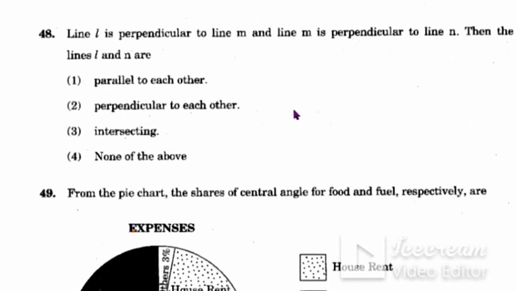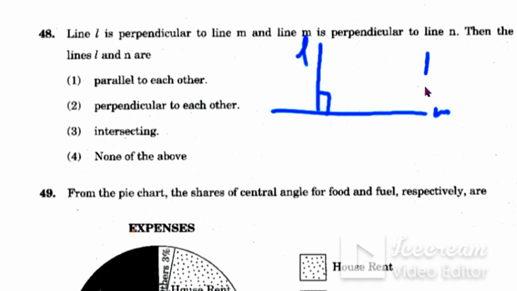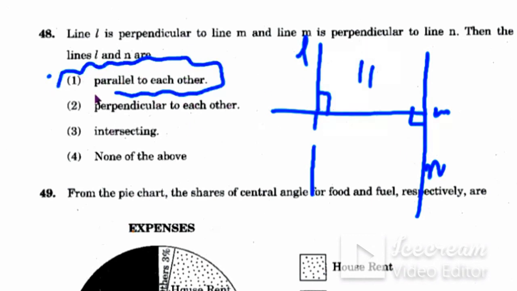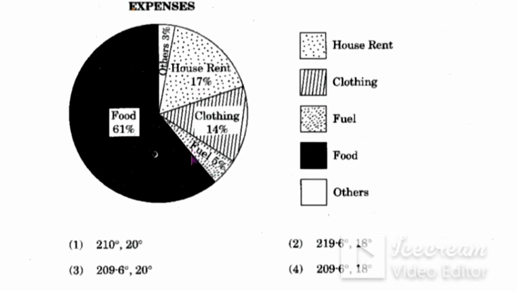Line L is perpendicular to line M. Suppose this is M, L is perpendicular to M. And line M is perpendicular to line N. Okay. There is line N, it is perpendicular to M is perpendicular to N. Okay. Then the lines L and N are, so these 2 lines are always parallel. Okay. These 2 L and N will be parallel to each other. Okay, answer is 1. Next question, question number 49.